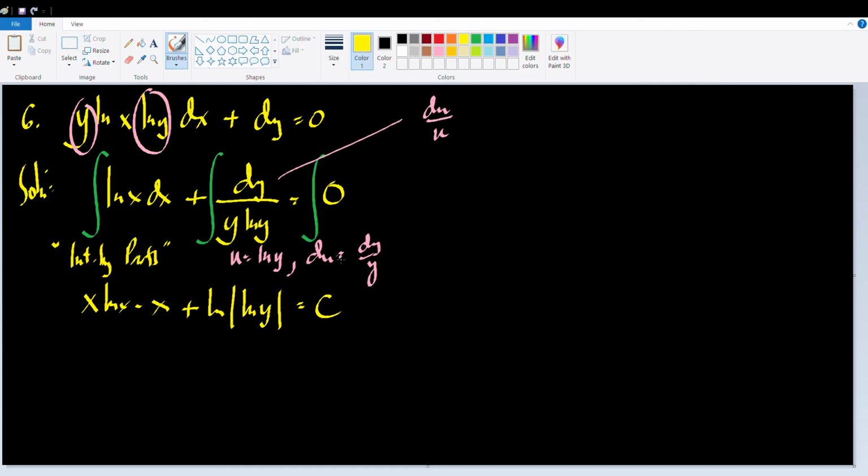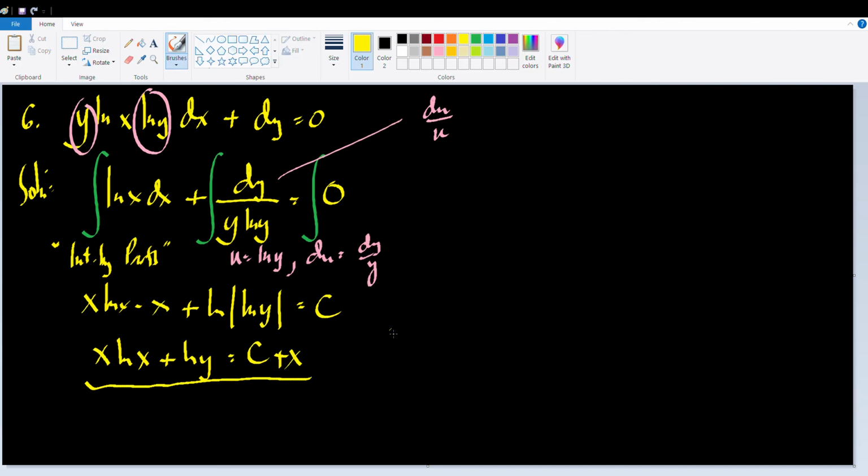Okay? So what do we have now? X ln x plus ln of y equal to c plus x. I just transpose negative x to the other side so that it will look nicer.